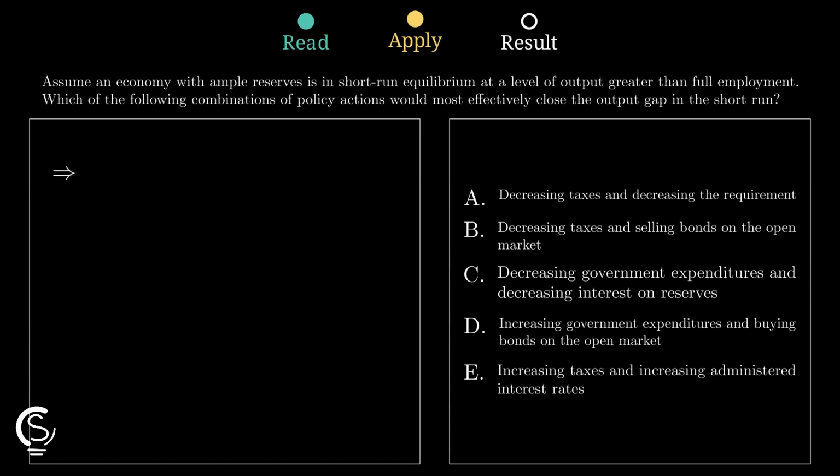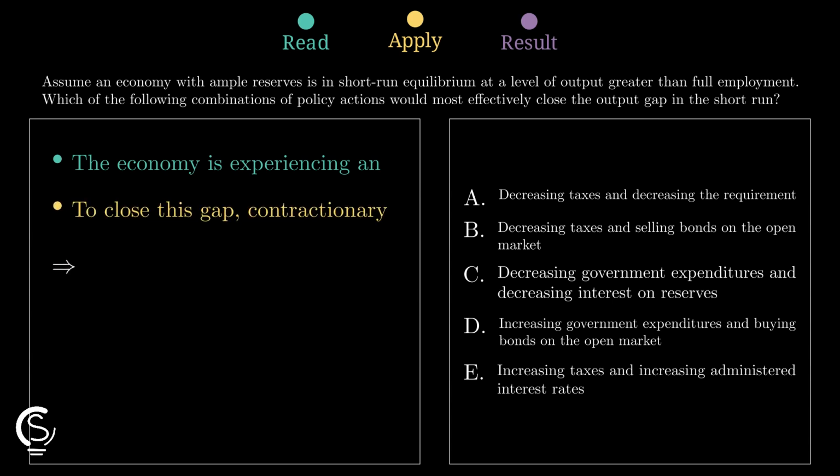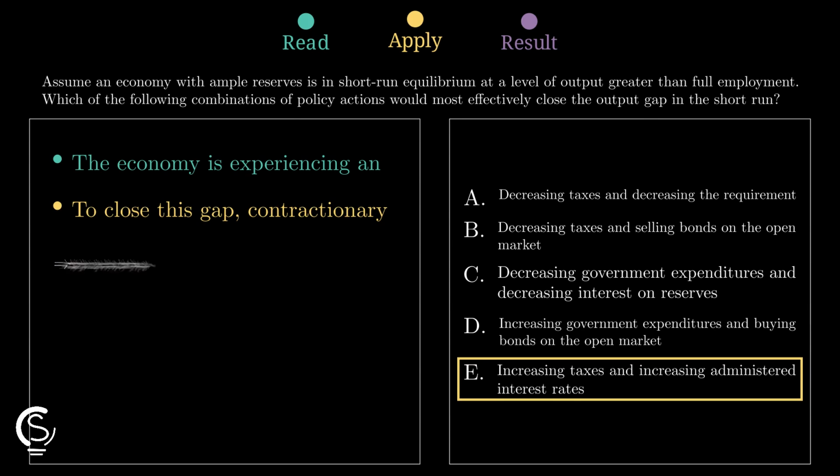To close this gap, we need contractionary policies. This means the government should reduce spending or raise taxes, while the central bank should raise interest rates to limit any excess spending. Increasing taxes and raising administered interest rates perfectly fits this contractionary goal. That makes option E our final winner for this tricky macroeconomics problem.